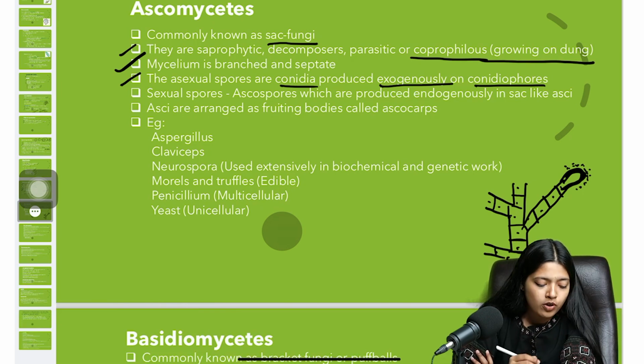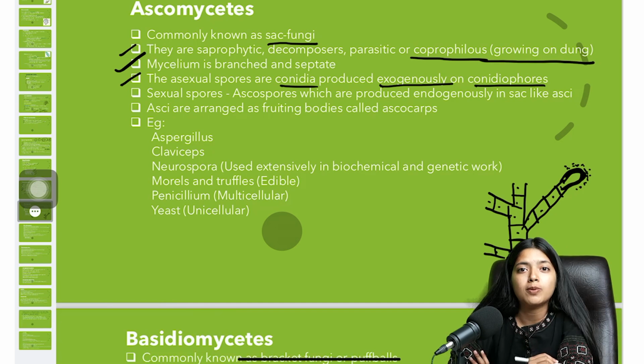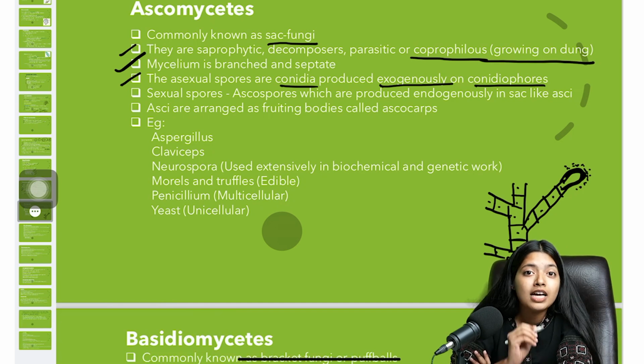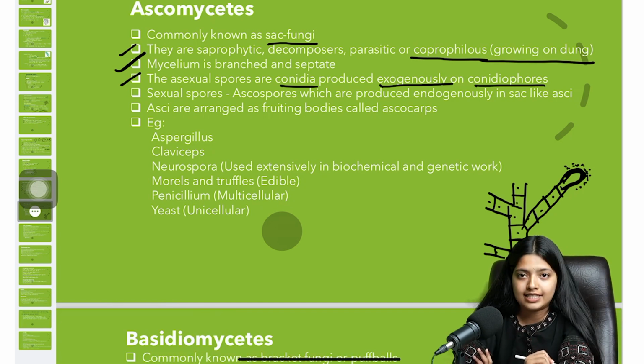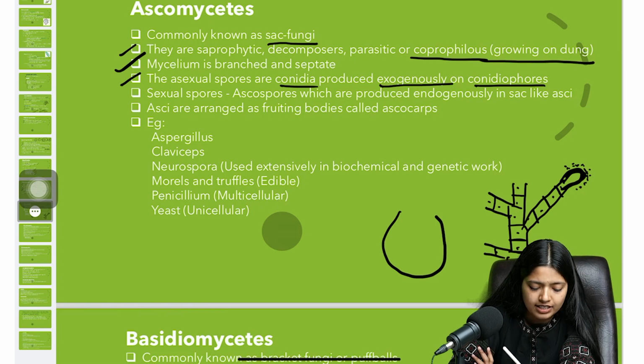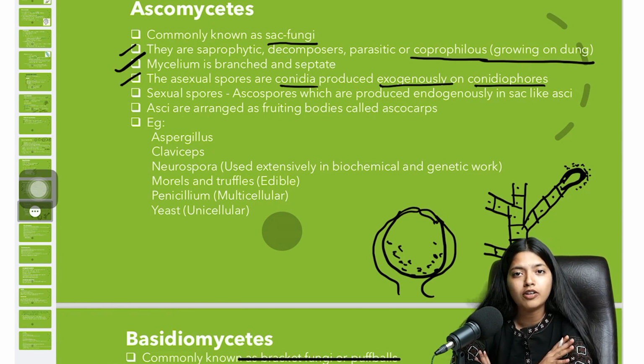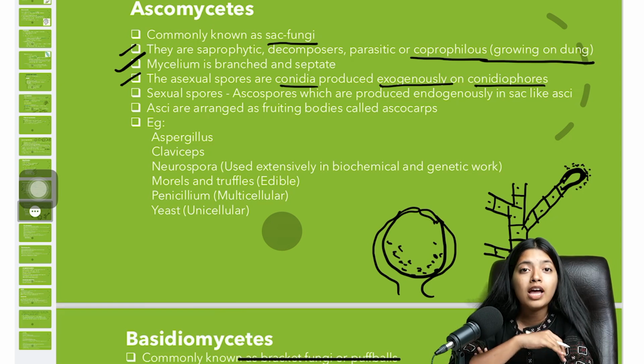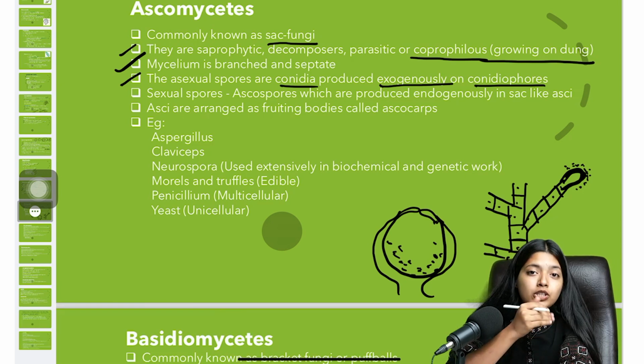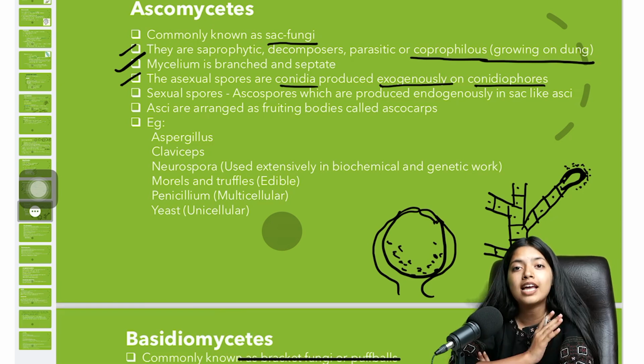Okay. So ascospores are sexual spores that are formed in a sac-like structure called asci. Asci is a sac-like structure in which the ascospores are formed endogenously. That means inside their body. Inside their body, spores are formed. So ascospores are formed endogenously in the structures called asci.